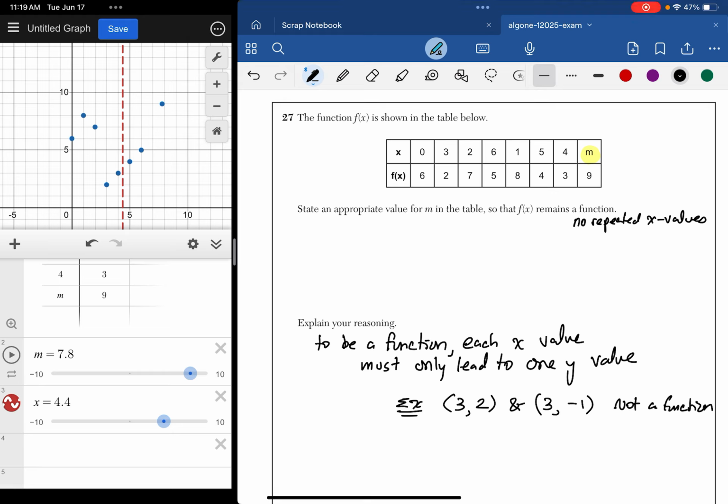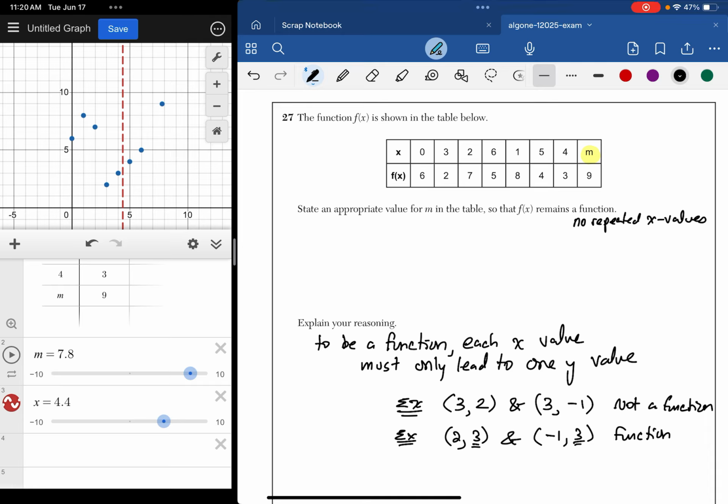The other way around is okay. So if I have, let's say 2, 3, and -1, 3, that's totally fine. This would be a function. All right, so you could repeat the y values. You could have repetition in the y's, you just can't have them in the x's. All right, here we have no repeated x values, or at least that's what we're looking for.